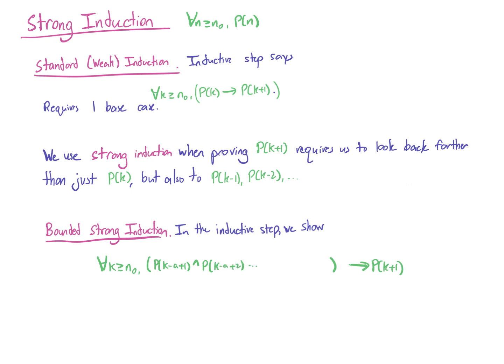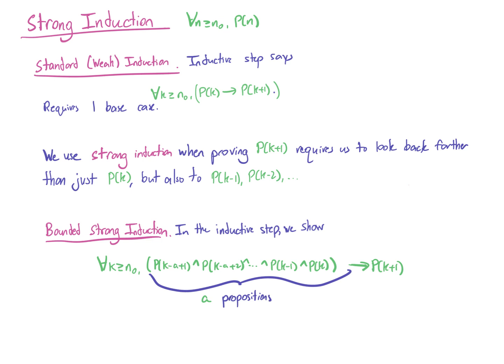So I have here a lot of different propositions, all the way up to p of k. What I'm saying here is that if I assume all of these things, p of k minus 1, p of k minus 2, p of k minus 3, all the way back to p of k minus a plus 1, and the reason it's k minus a plus 1 is that I've tuned this in order to have a total of a propositions. That's how many are being assumed in this inductive step.